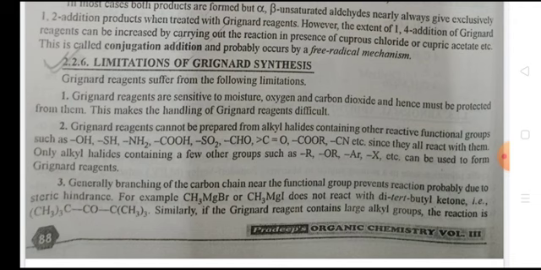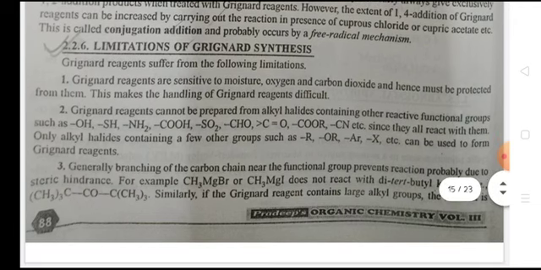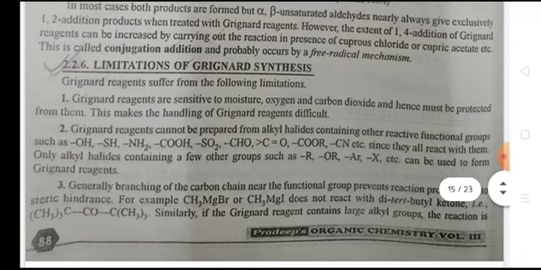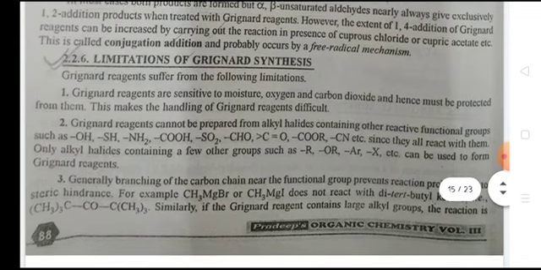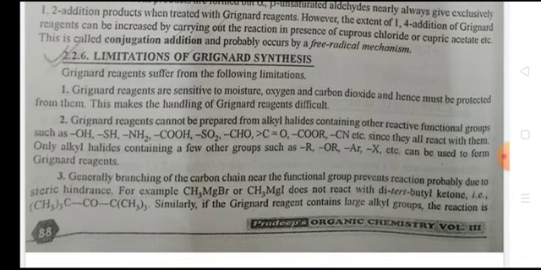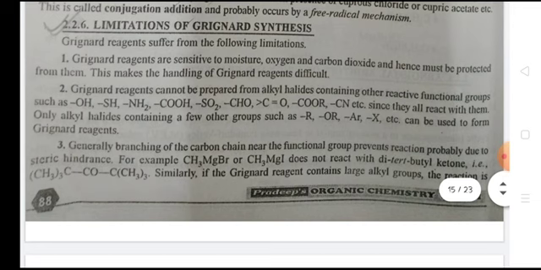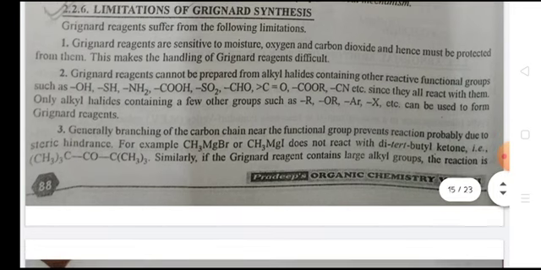However, the extent of 1,4 addition of Grignard reagents can be increased by carrying out the reaction in presence of cuprous chloride and cupric acetate. This is called conjugate addition and probably occurs by a free radical mechanism. Limitations of Grignard synthesis. Grignard reagent suffers from the following limitations.